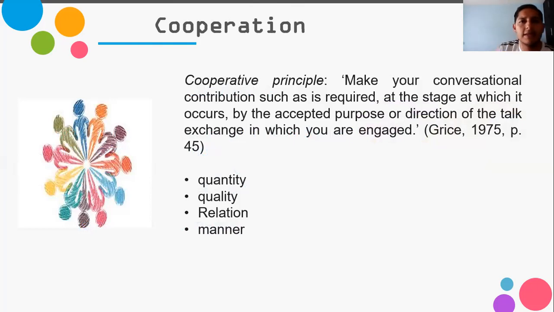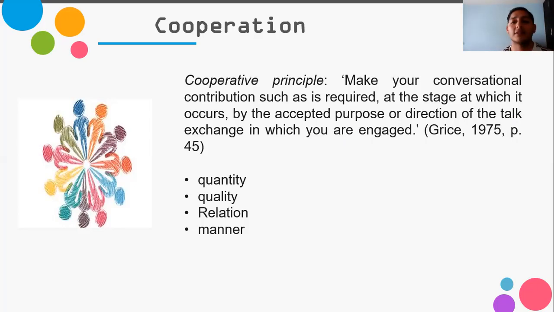Now, there is a subfield of speech acts: cooperation. The cooperative principle refers to making your conversational contribution such as is required at the stage at which it occurs by the accepted purpose or direction of the talk exchange in which you're engaged.